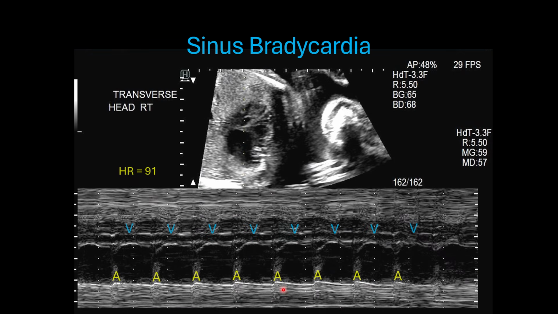And when you look at the M mode, you can see that it's one-to-one conduction, normal intervals here, AA interval, VV interval, normal AV intervals. It appears on this M mode to be one-to-one conduction all the way across, and we see that the heart rate is 91.